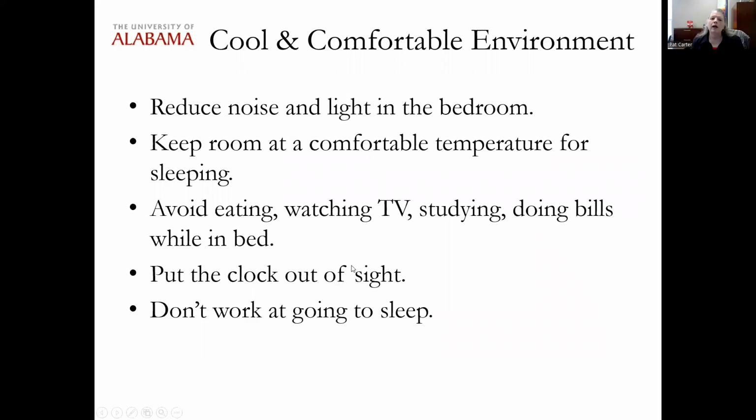So we talked a little bit about this. So setting up your environment, right? Cool and comfortable environment, reducing your noise, keeping your bedroom at a comfortable temperature, avoid eating, watching TV, studying, doing bills, any of the other things that you can think of that you normally do during your wake hours. You don't want to bring those to bed. Bed is for sleep and sex only. Sleep and sex only in bed, nothing else. No watching TV, no studying, no reading books, nothing else.